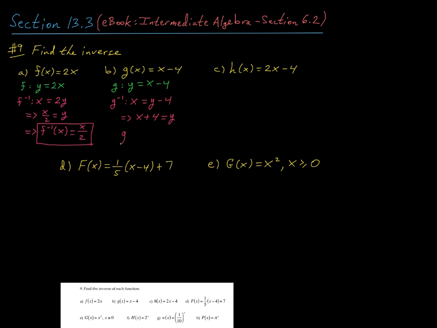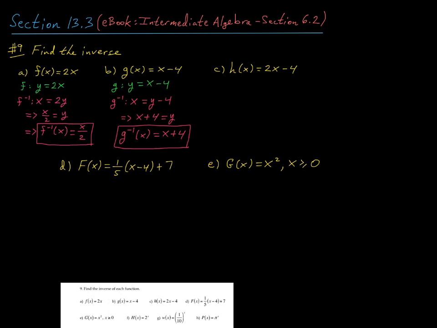And again, I'll write my final answer in function notation. So g inverse of x is equal to x plus 4. And again, given that the original function g subtracts 4 from the input, it would make sense that the inverse is going to do the opposite operation. So in other words, it's going to add 4 to the input.